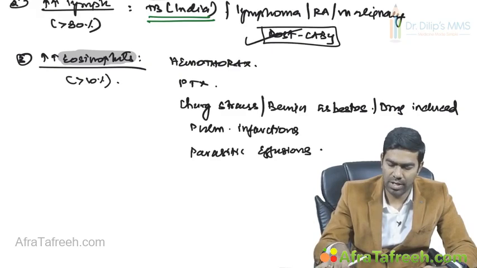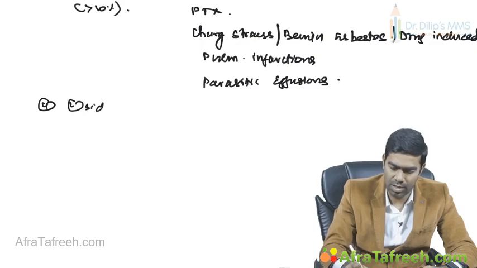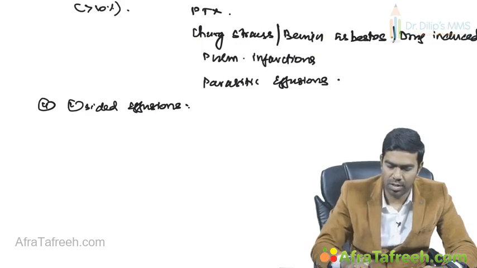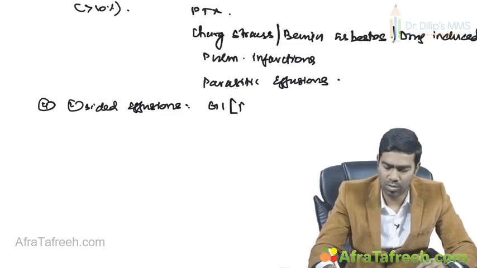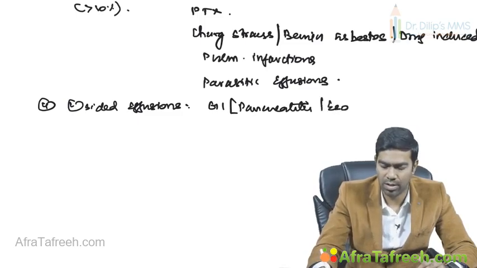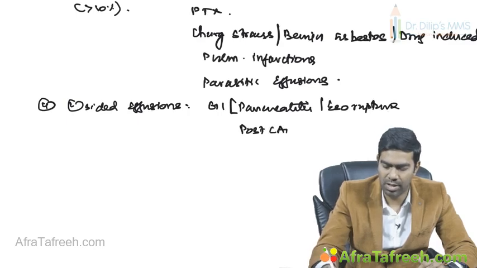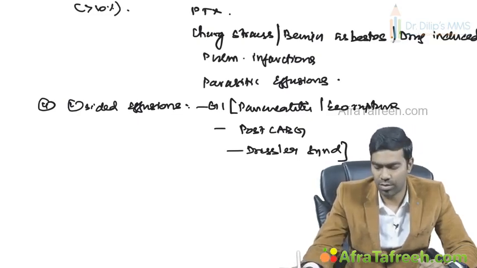Then very importantly, we have to discuss the left-sided effusions. What are the effusions that classically tend to be left-sided? Typically the gastrointestinal causes, especially two important gastrointestinal causes. One is pancreatitis-related pleural effusion. Second one is esophageal rupture. And the third one, you can think about post-CABG related effusions. And fourth one, if they still want you to know, Dressler syndrome. All these things tend to be left-sided effusions. Clear?